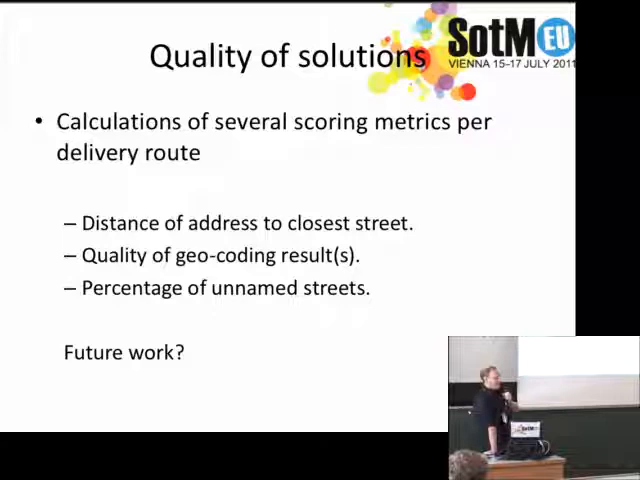We have a set of addresses from a government data set. I'm not really sure this is creating a derivative work, but then the quality of the geocoding results themselves. This means that when geocoding addresses that are different, sometimes they get geocoded to the exact same coordinates. We can be pretty sure that they're wrong. And then the percentage of unnamed streets, of course, and I guess there's a lot of future work that can be done here in this area as well.